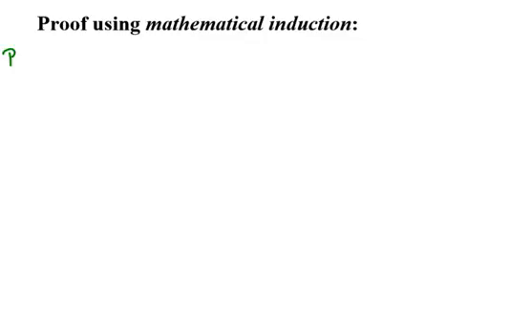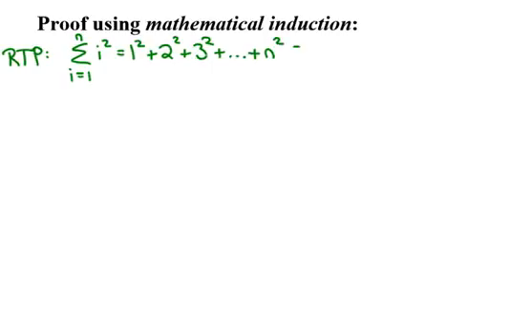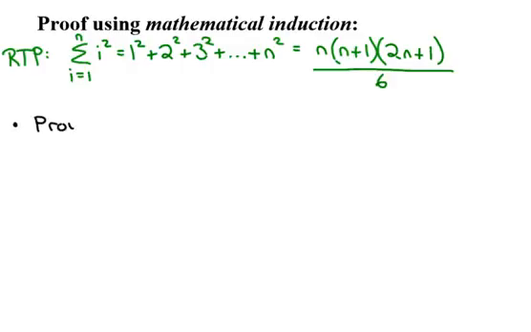So remember that we are required to prove that the sum of i squared, let's write out the first few, 1 squared plus 2 squared plus 3 squared all the way up to n squared, is in fact equal to n times n plus 1 times 2n plus 1 over 6. Right, so let's remember how we do mathematical induction. The first thing is we prove true for n equals 1.